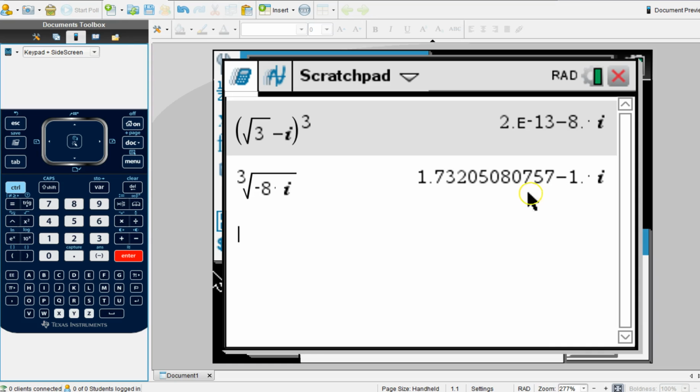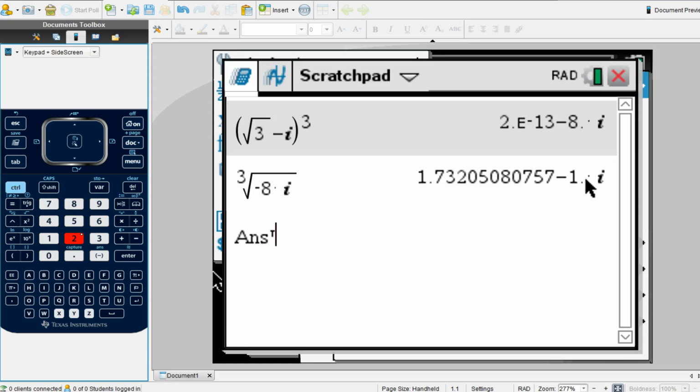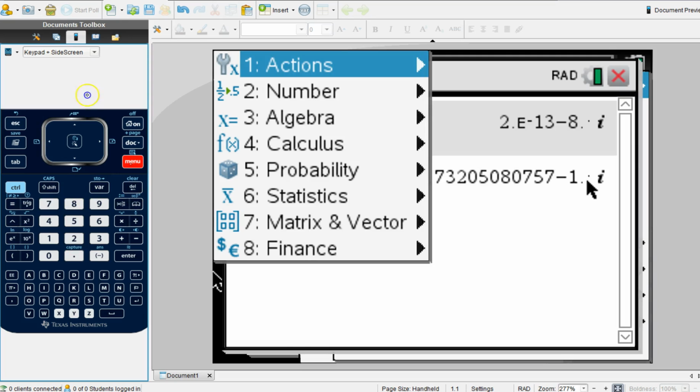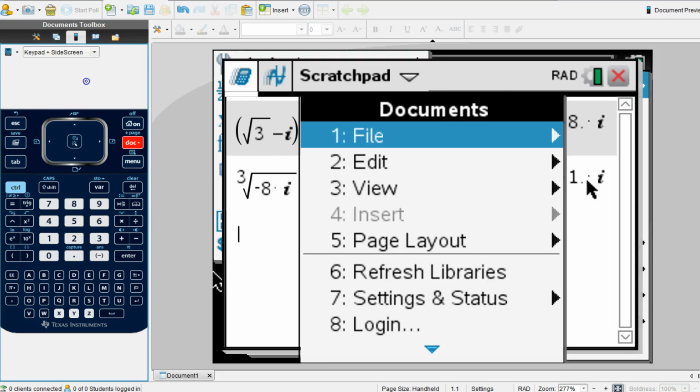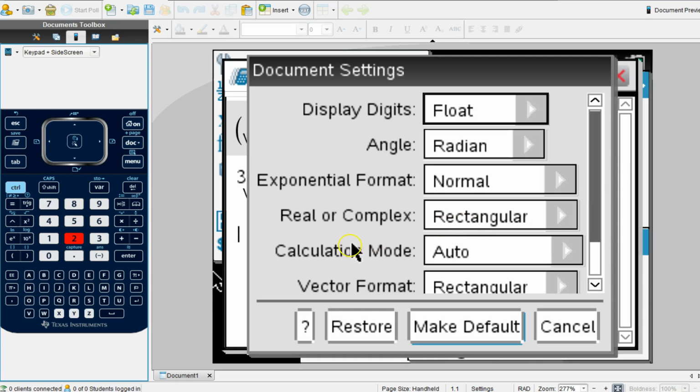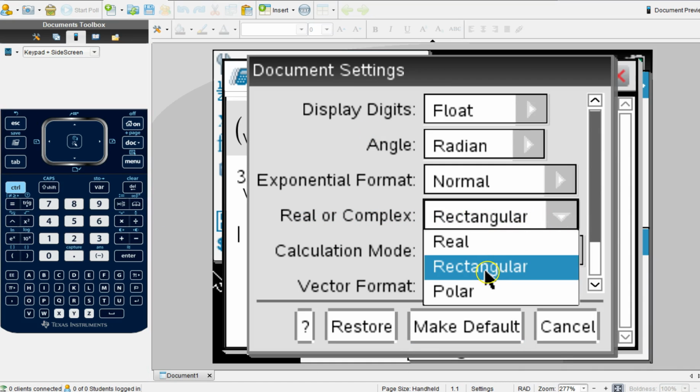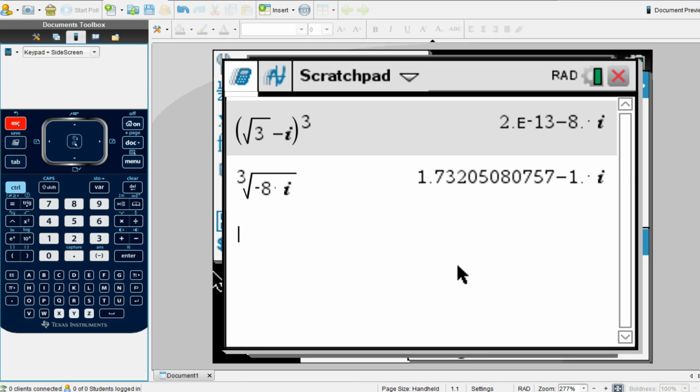So, by the way, to make your calculator return that value to you, in your settings, oops, I'm in the wrong part, sorry. In your settings, you have to have real or complex. You have to have the option changed to rectangular instead of real. If you have it set to real, it won't give you a complex valued answer, a non-real answer. So you have to have it changed to rectangular. And you always want to be in radians because we almost always are using radian angles for our arguments.